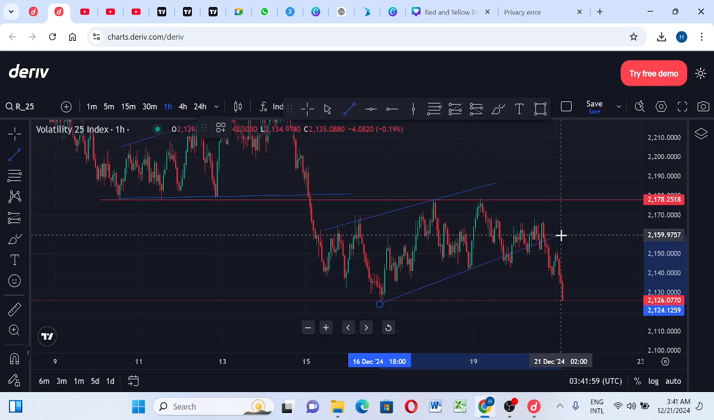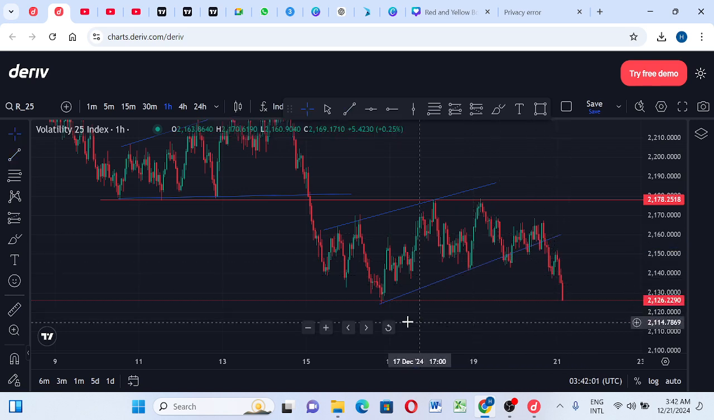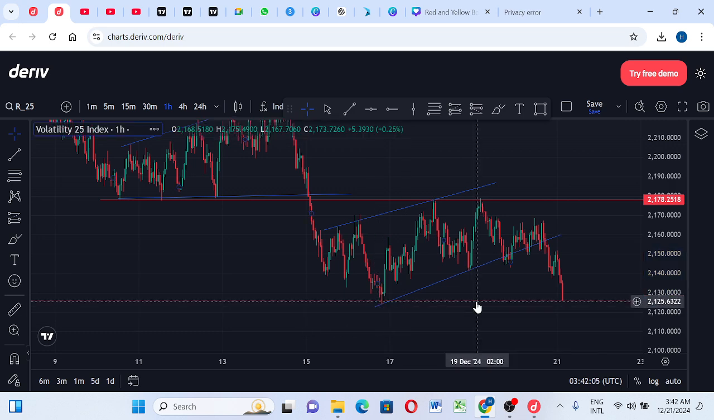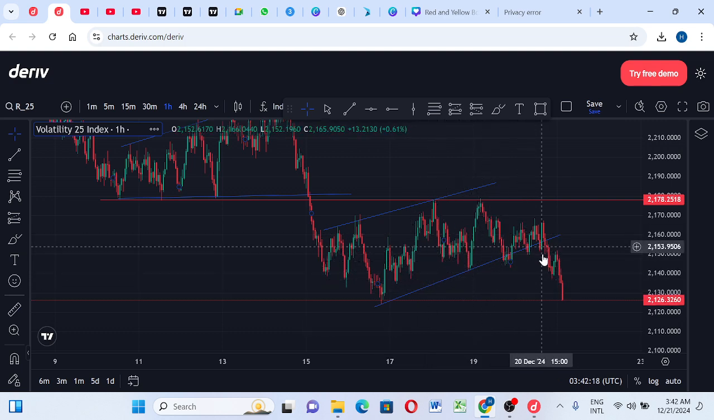Connect it again from this low. So what did we easily see on this particular one? We clearly saw that whenever price got into this zone, it dropped. It rallied up again to this area and dropped again. Now, how are we going to be able to enter from this particular trade?